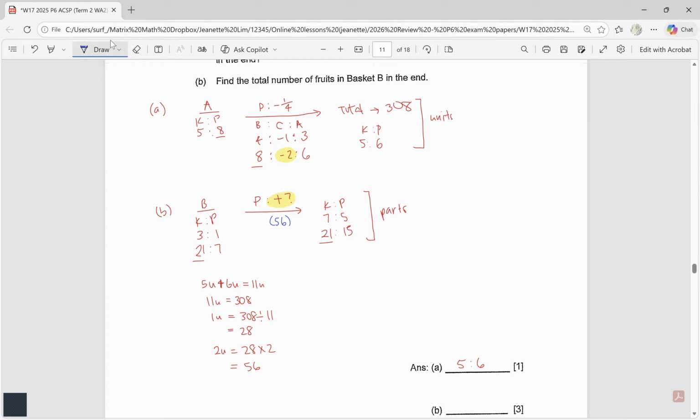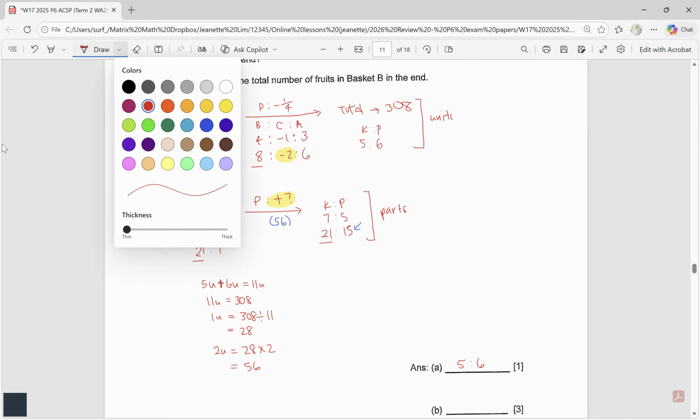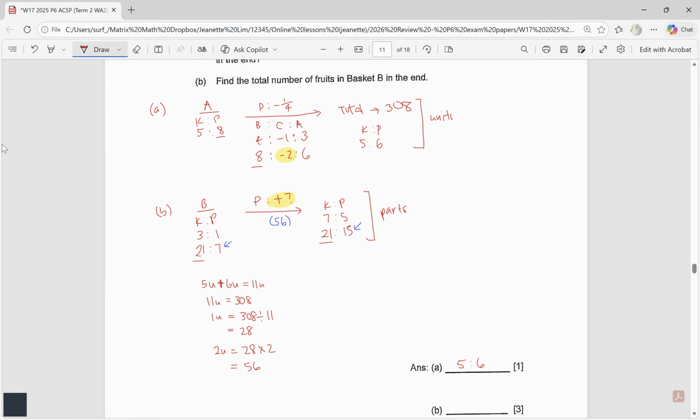Then we look at this one and this one, like the change. So what is the change? Let's call them parts. So 15 parts minus 7 parts equals 8 parts. So that change of 8 parts is actually 56. Okay, 8 parts is 56. So 1 part is 56 divided by 8, which is 7.